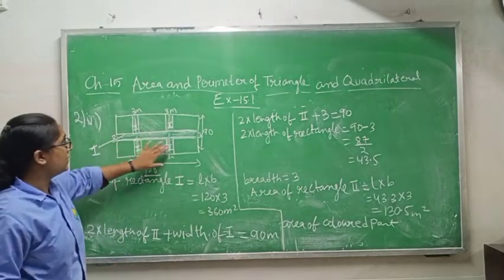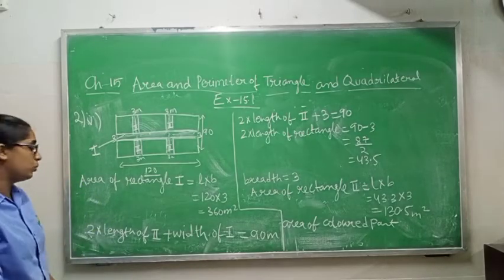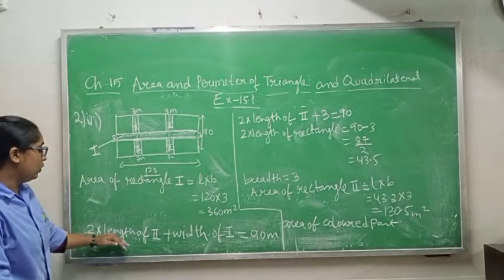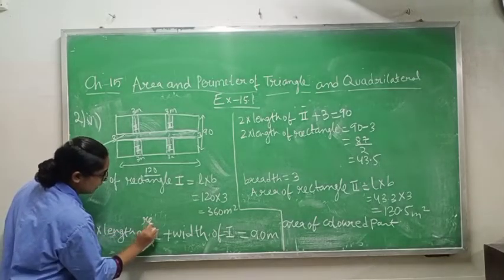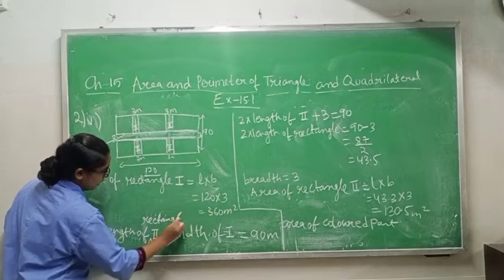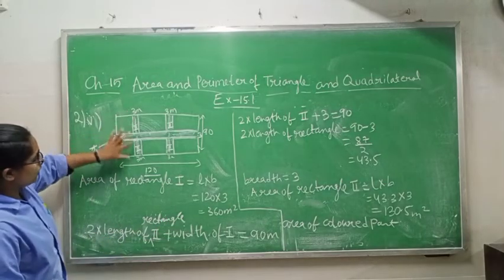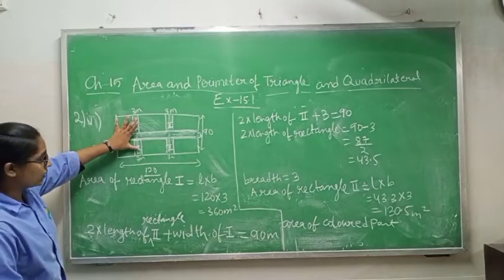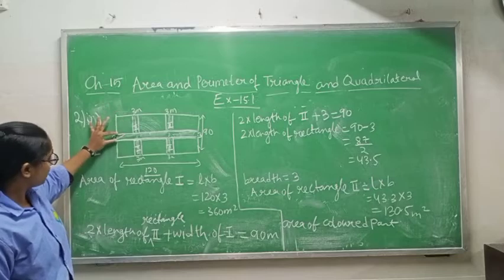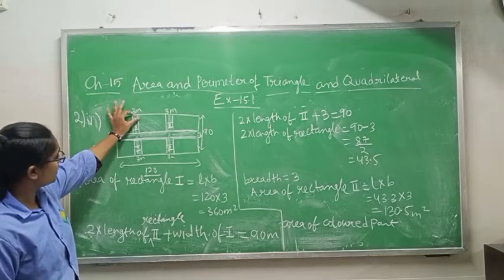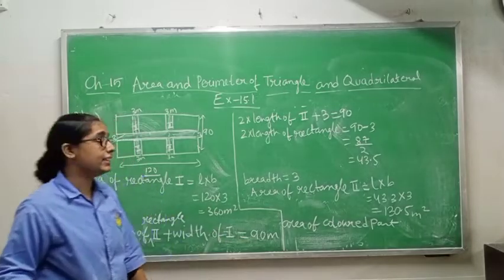This one is okay, this one is easy. But when you have to find the smaller area, how will you find this one? Please concentrate on the board. Now 2 into length of rectangle 2. If you get confused, please write rectangle 2. 2 into length of rectangle 2. See, this one is 1, this one is 1. So 2, I am finding this one first, plus width of 1. Width of 1 is how much? 3. We have to subtract this one. Equals to 90 meter. Why 90 meter?